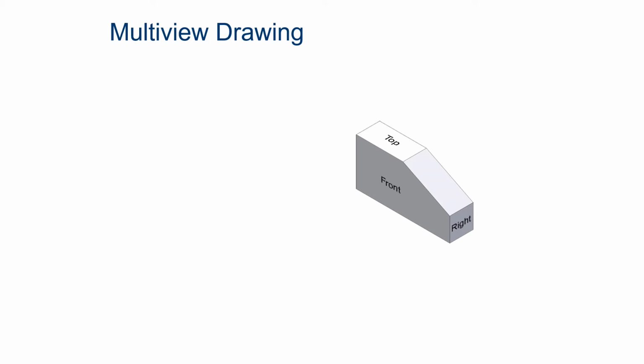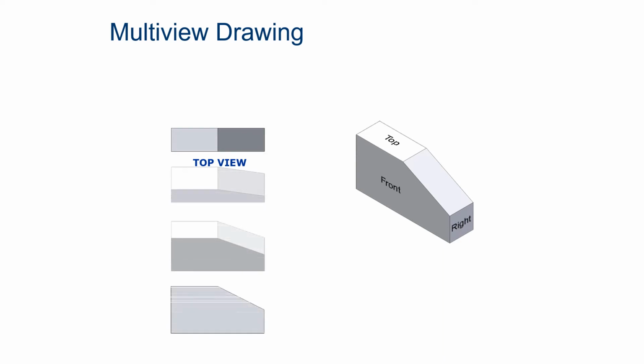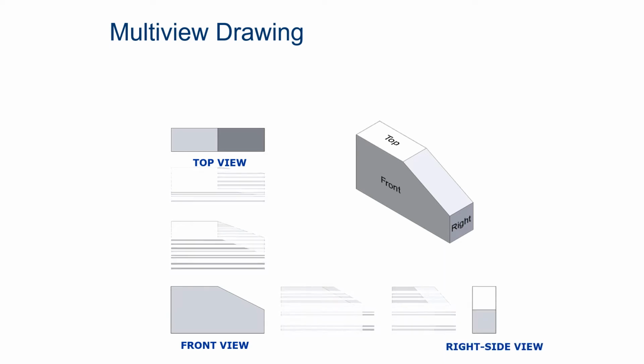So this is an isometric view. Let's see what the front, top, and right side would look like. But more importantly, how would you set this up? So this is the top view. And see how it's in line? It has to be in line. And then again, in line there. They're showing that it's like rotating the object.